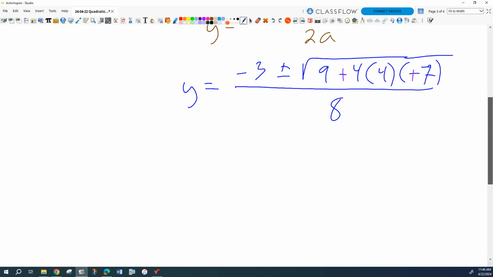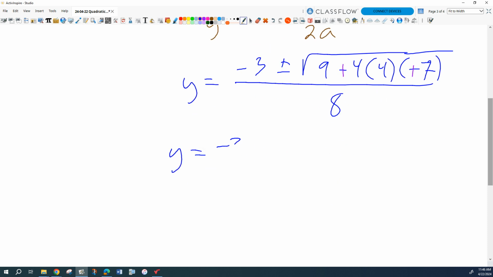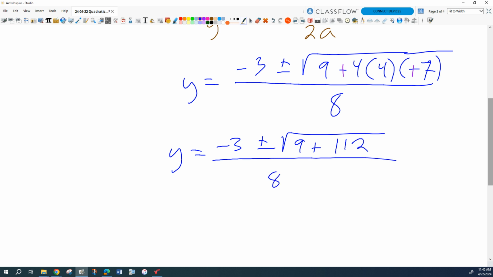And then all we'd have to do is simplify that, right? So y equals -3 plus or minus square root of. Okay, now this is going to be a big number. We get 9 plus 4 times 4 times 7. That's 16 times 7. You have access to a calculator. 16 times 7, all that is 112 if I multiply all that out, all divided by 8. Okay, what's 9 plus 112? 121.